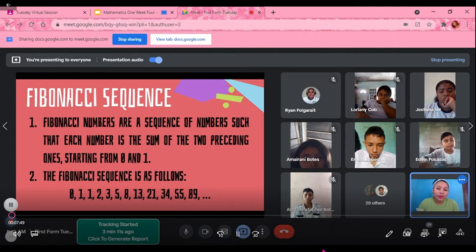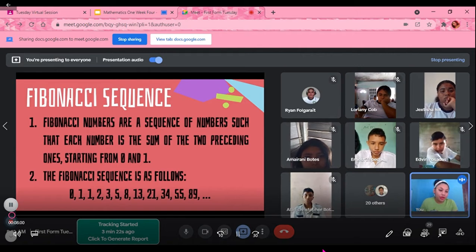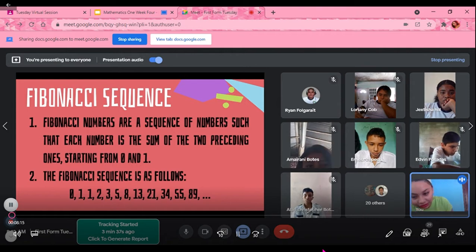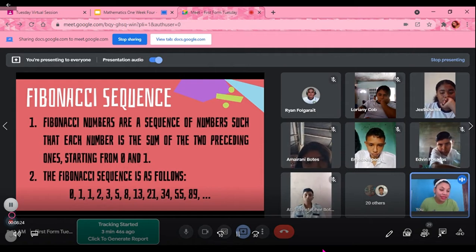The Fibonacci sequence, the Fibonacci numbers, are a sequence of numbers such that each number is the sum of the two preceding ones, starting from 0 and 1. The Fibonacci sequence is as follows: 0, 1, 1, 2, 3, 5, 8, 13, 21, 34, 55, 89, and so on. It continues. Now, how do I get the numbers in this sequence? 0 and 1 will always be my first two numbers. And what the person that invented this sequence did is take the 0 and the 1 and add them together. What does that give you?